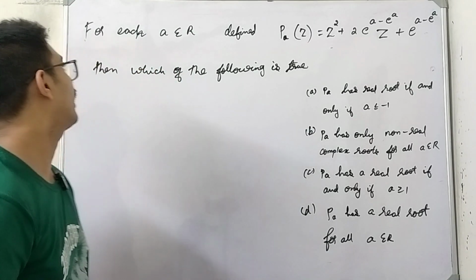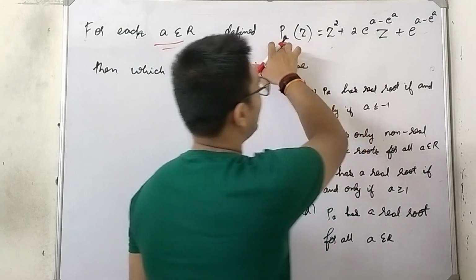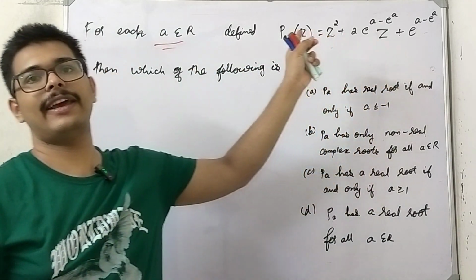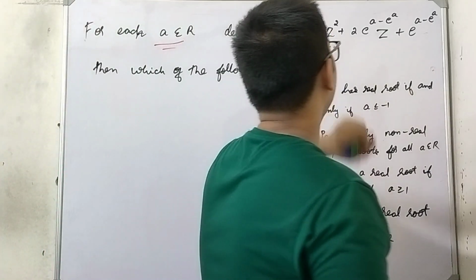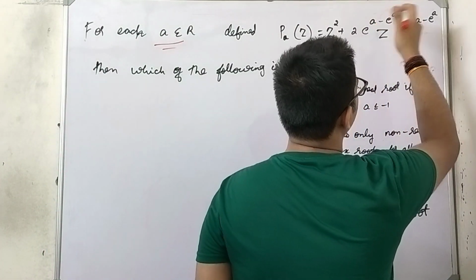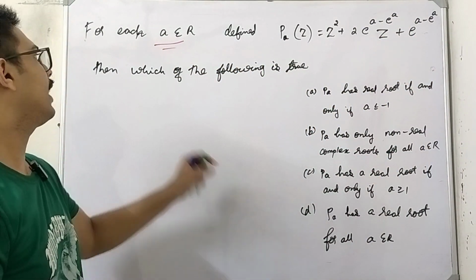Let us solve this question. For each a element of real numbers, a polynomial p in terms of a is defined, and here instead of x we have the variable z. P of z is equal to z square plus 2 e raised to a minus e raised to a z plus e raised to a minus e raised to a.